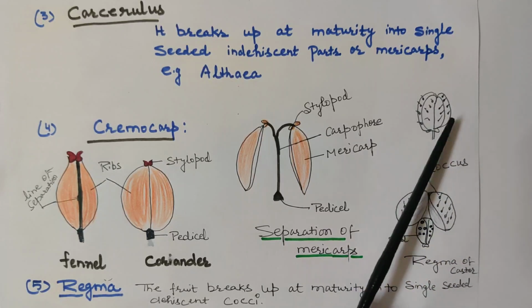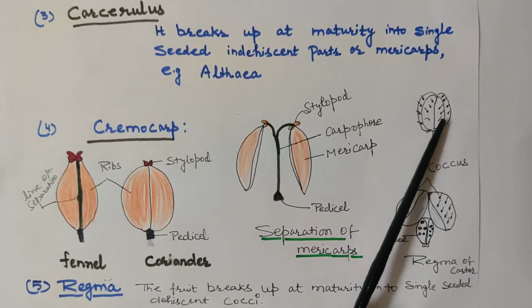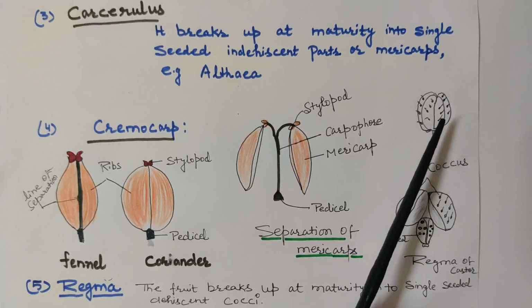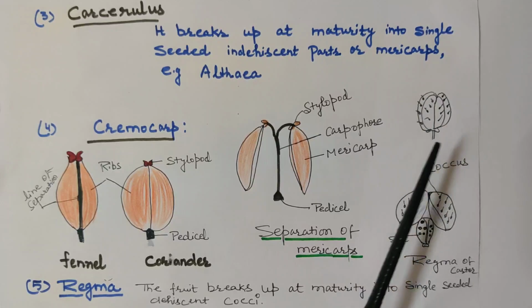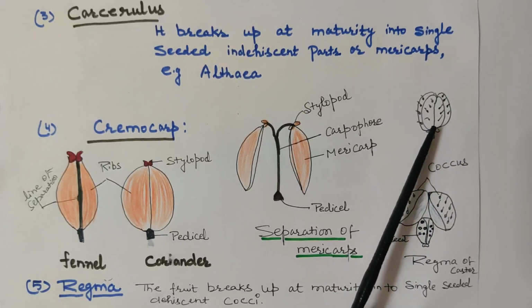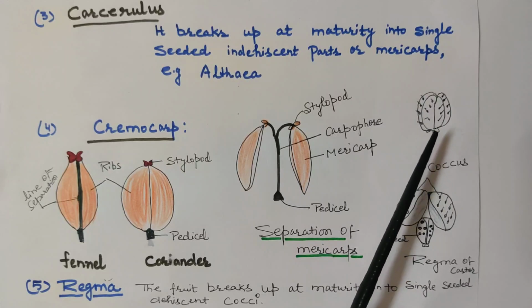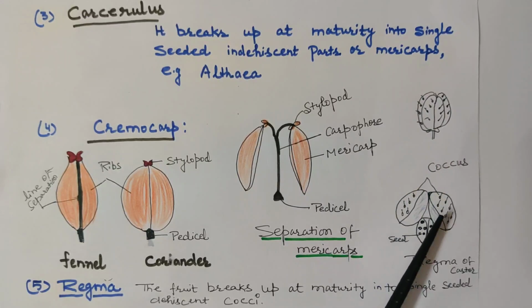Here in this picture, these two structures are showing the coccus and it is the seed. Here is the main fruit of castor and we call it Rhegma. On maturity, what happens to it? It breaks up into single seeded cocci, and then the cocci further rupture and release the seed. So this is all about schizocarpic fruits. The first type is lumentum, second is compound samara, third type is carcerulus, fourth type is cremocarp and fifth type is Rhegma.